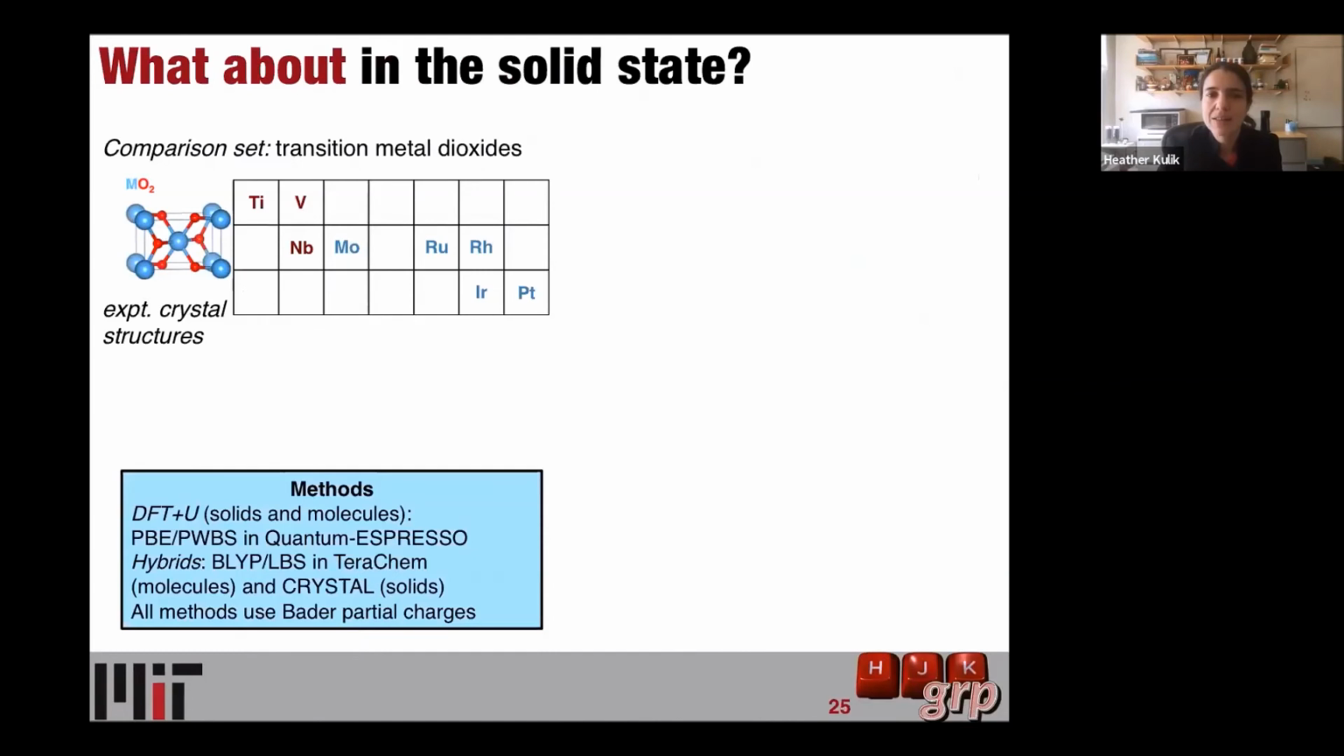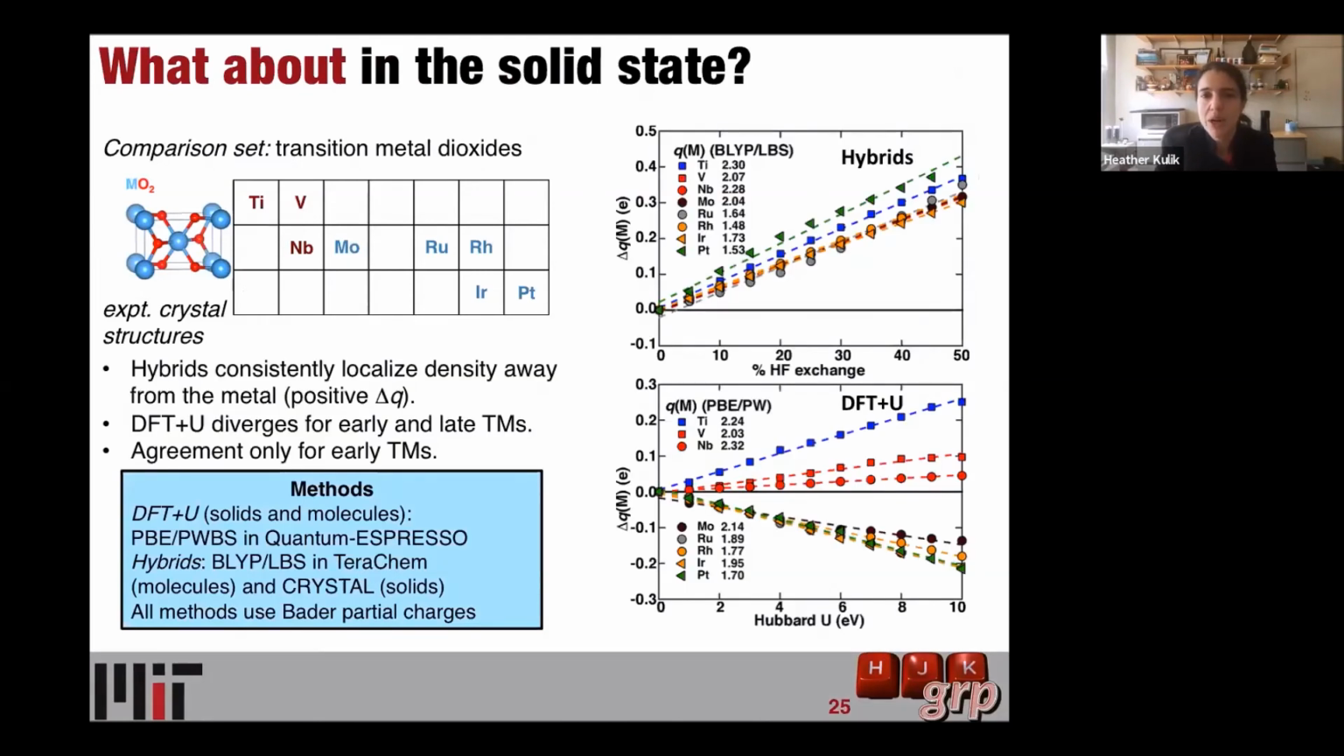This is a little bit more complicated in solids than it is in molecules, but hybrids, when you use a hybrid functional, it is pretty much universally in these systems moving density away from the metal and onto the surrounding atoms, because those surrounding atoms are actually more localized than the metal. And this runs counter to most of the language you hear around DFT+U.